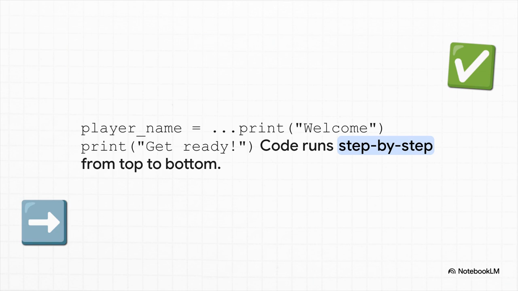So take a look at this. First, the computer grabs the player's name. Done. Next line, it prints out a welcome message using that name. And then, final step, it prints get ready. See, it's just a simple 1, 2, 3 process.